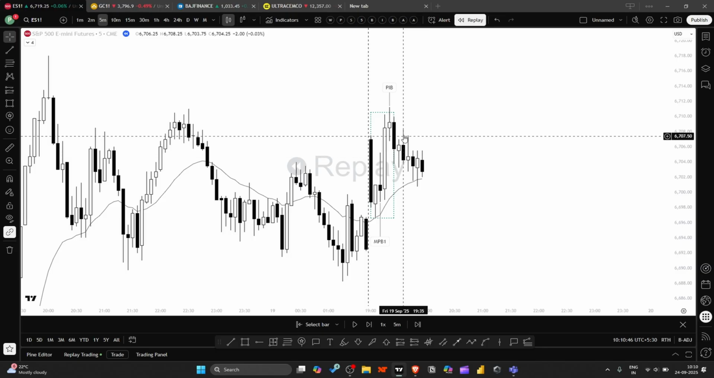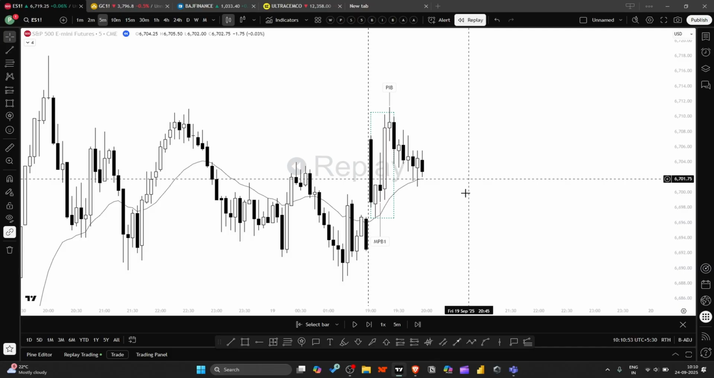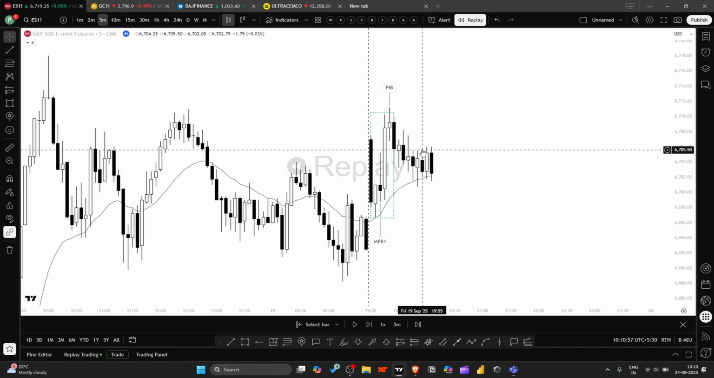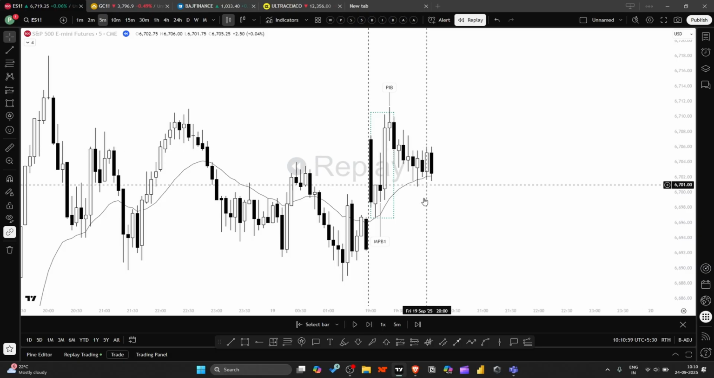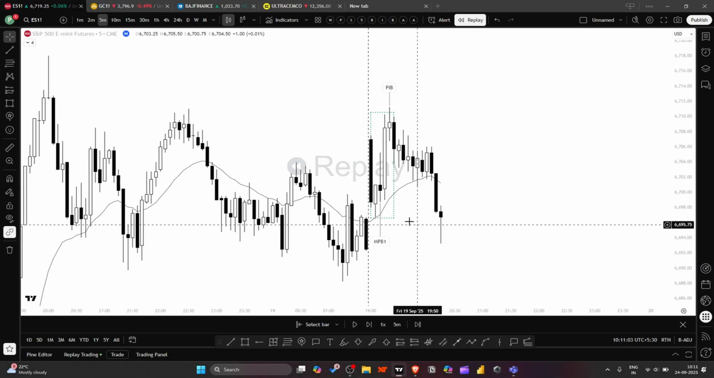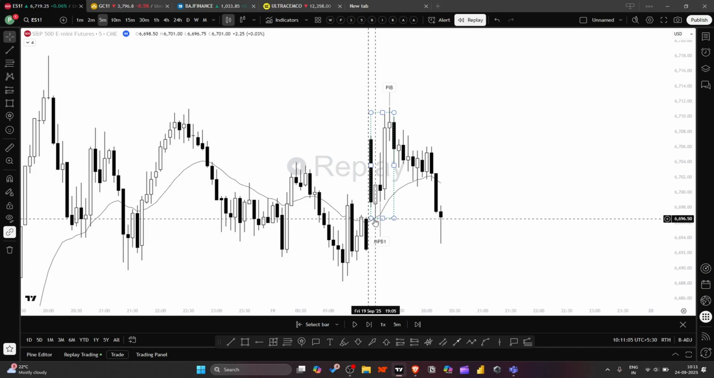This was H1, first resumption attempt. This bear bar went above the high of this bull bar. We still didn't get an H2. Now this bar went above the high of the previous bar. So this is H2. H2 failed. Also the spike failed.